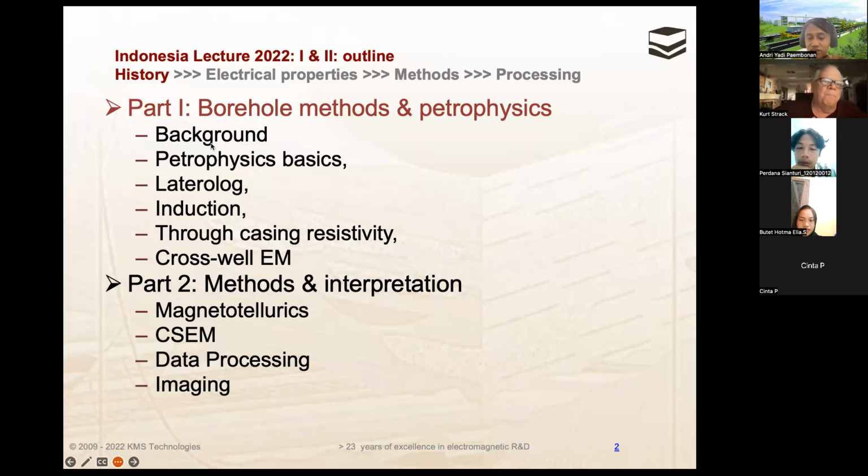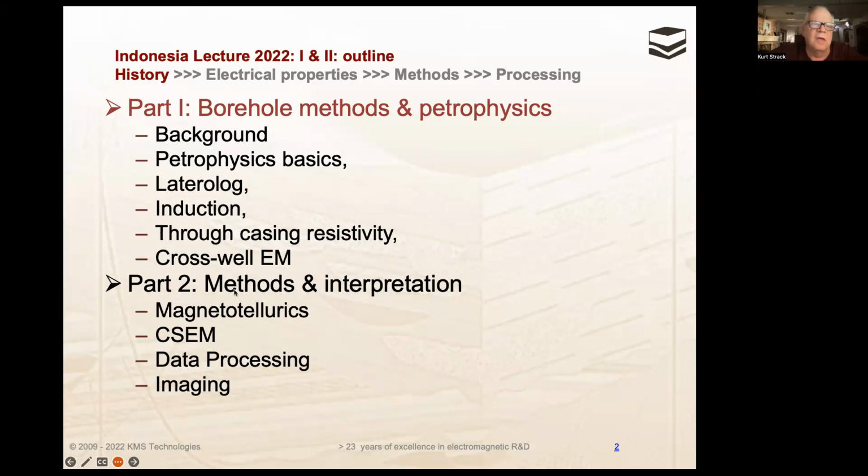Okay. So we will talk first about borehole geophysics, and I will talk about the background, and then I go into some logging tools and how to tie the borehole measurements to the surface. In the 2nd lecture tomorrow night, we talk about surface methods, and I will explain the methods, equipment, and processing and interpretation of these methods.